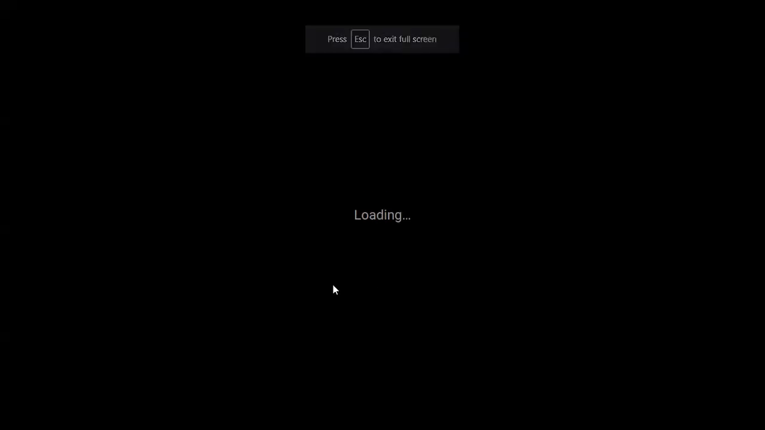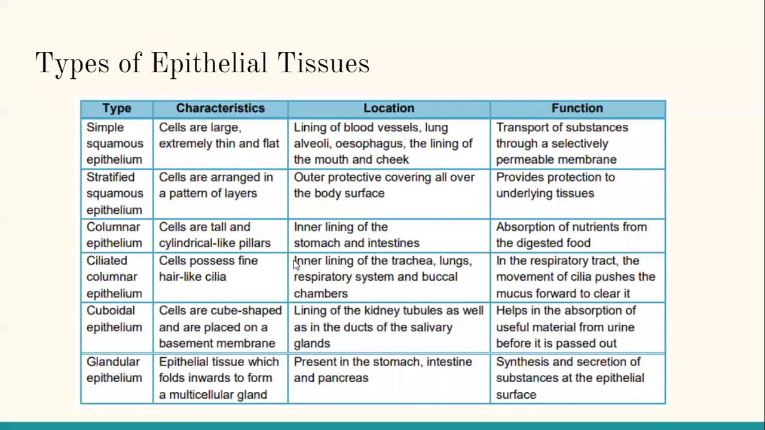So again, here also this table is sufficient. If you can remember, this table is more than enough for epithelial tissues. Yes, of course, and a basic diagram also, which is there in the next slide, right? So you should just be able to identify that simple squamous epithelium.